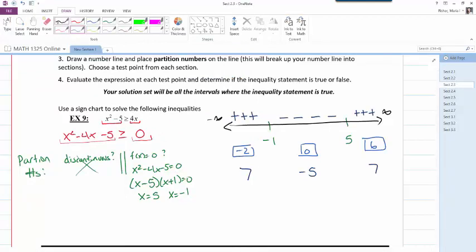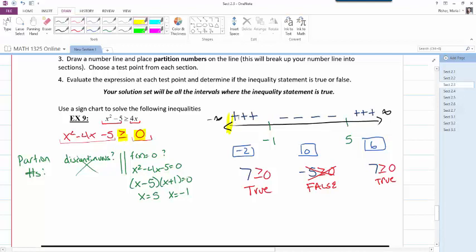So if I wanted to figure out where are the values that are greater than or equal to 0, well, the numbers that are greater than or equal to 0 are numbers that are positive, right? Negative numbers are not greater than or equal to 0. Again, 7 is greater than or equal to 0. That is true. -5 is not greater than or equal to 0. That is false.